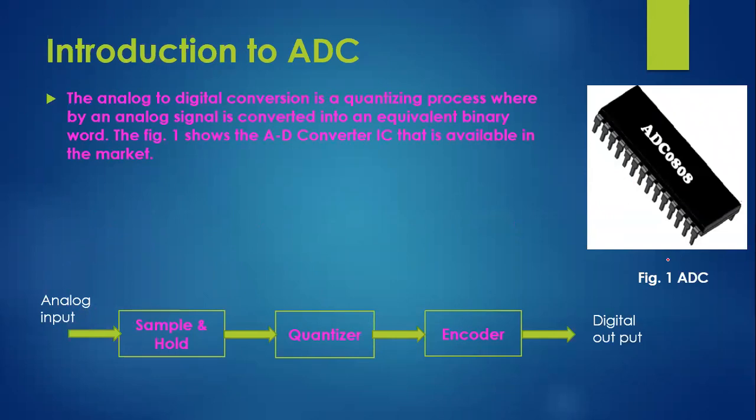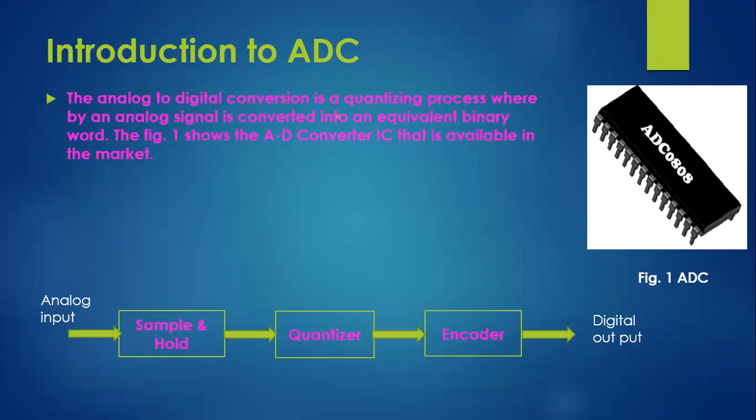ADC0808 A to D converter, which is a monolithic form of analog to digital converter, and it is an 8-bit converter. So, what is this ADC? The ADC process involves analog to digital conversion. That means it is necessary to convert analog signals into digital signals, because all the systems have been digitalized nowadays. We have to convert analog signals to digital signals.